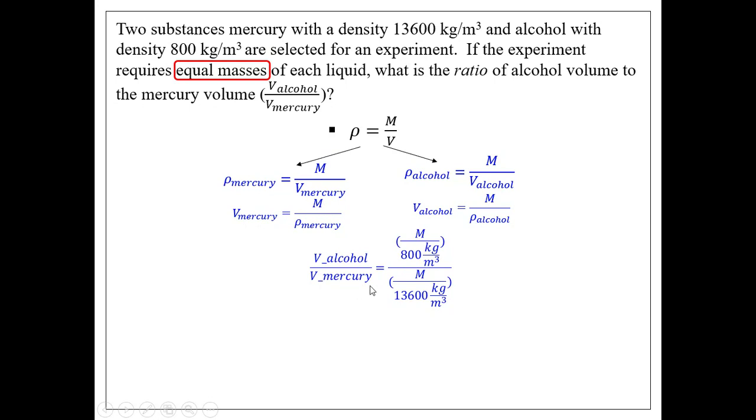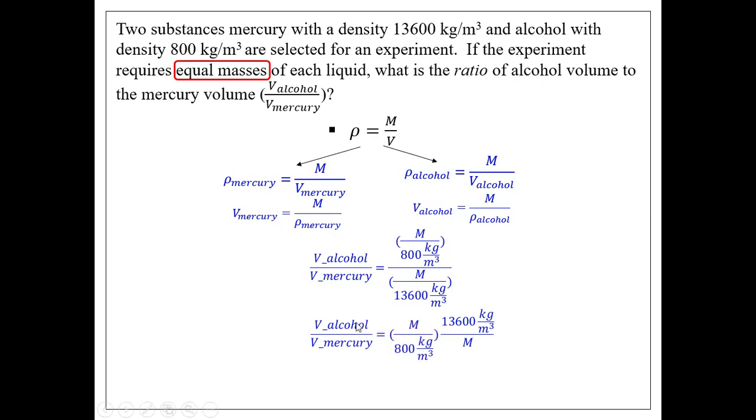However, the volume of alcohol is simply mass of the alcohol substance divided by the density of that, which is mass over 800. Well, what is the volume of mercury? Well, that is just the mass of mercury divided by the density of mercury, which is 13,600, which is given. But here we have a fraction divided by another fraction. So in math, when you divide by a fraction, you multiply by the reciprocal.